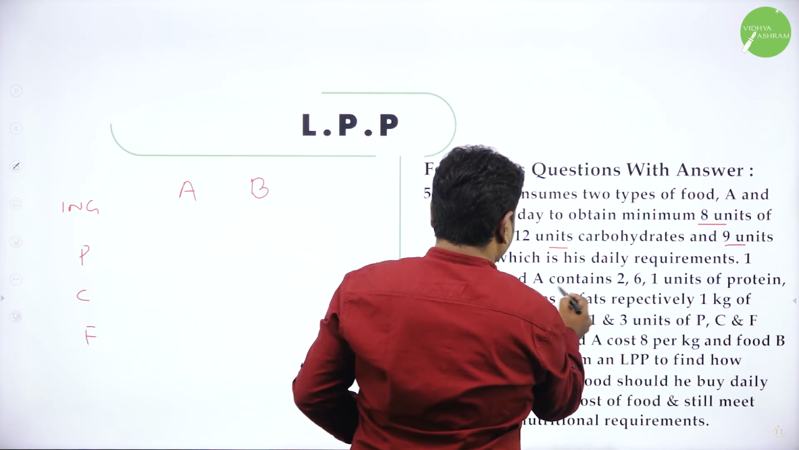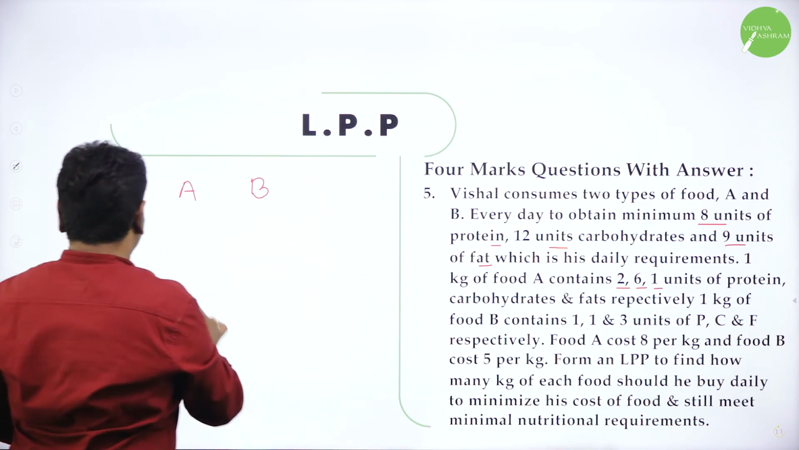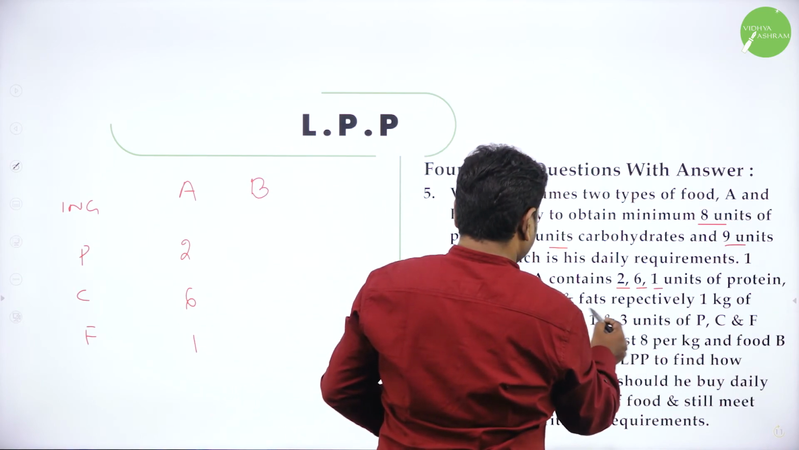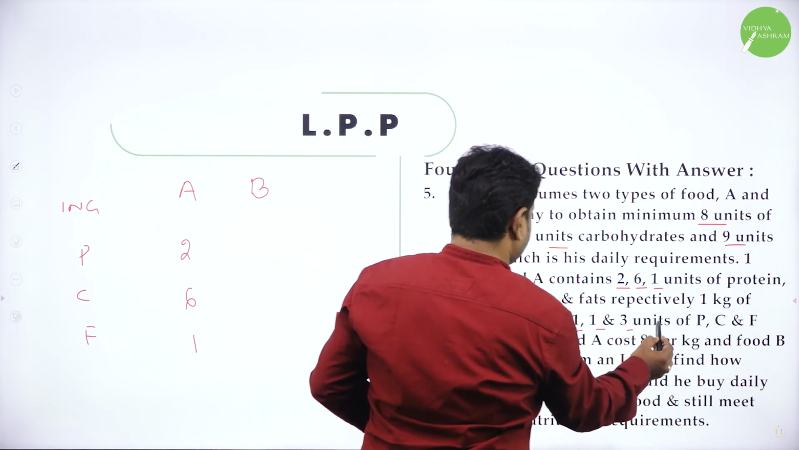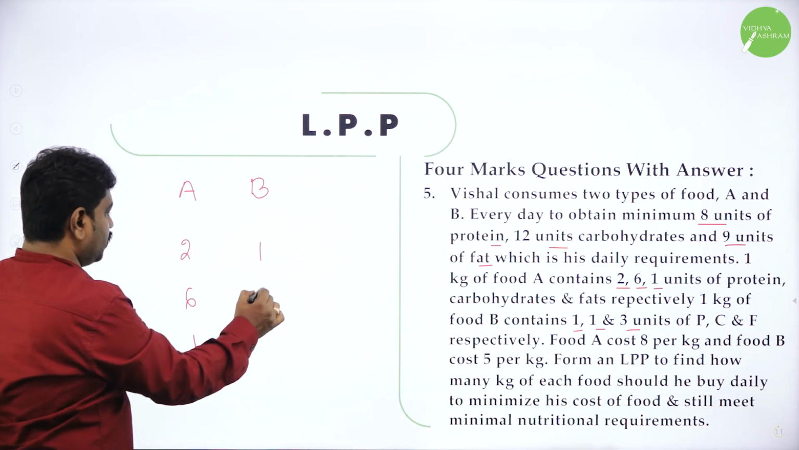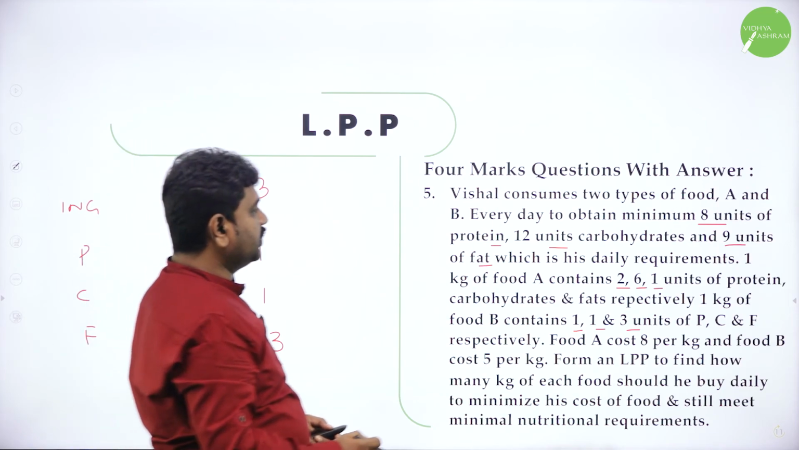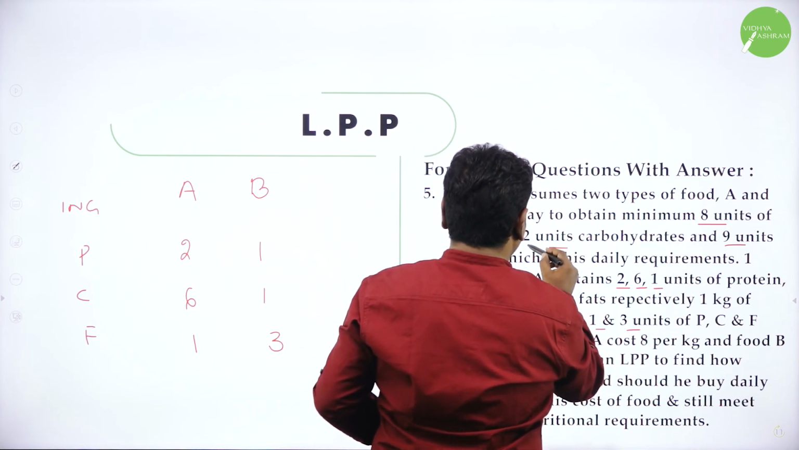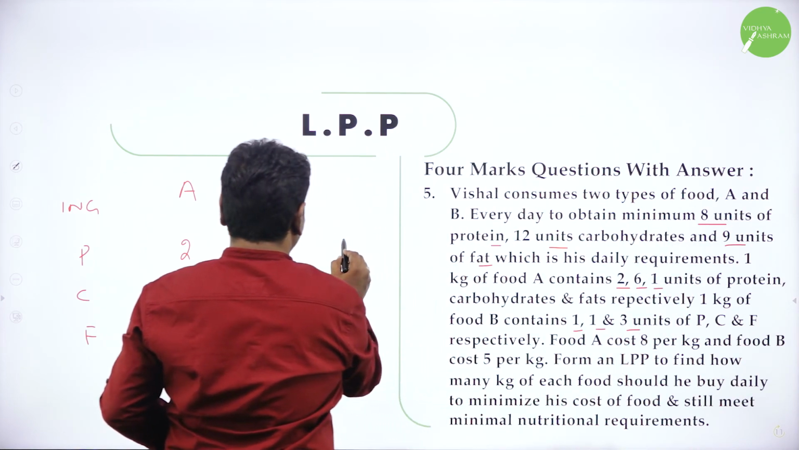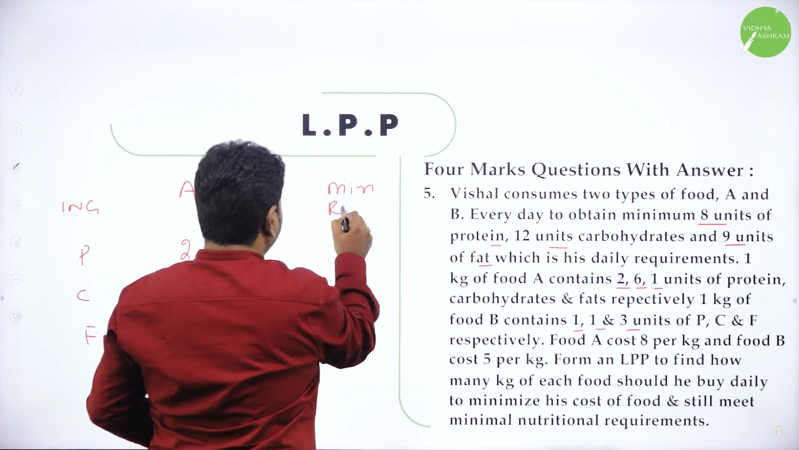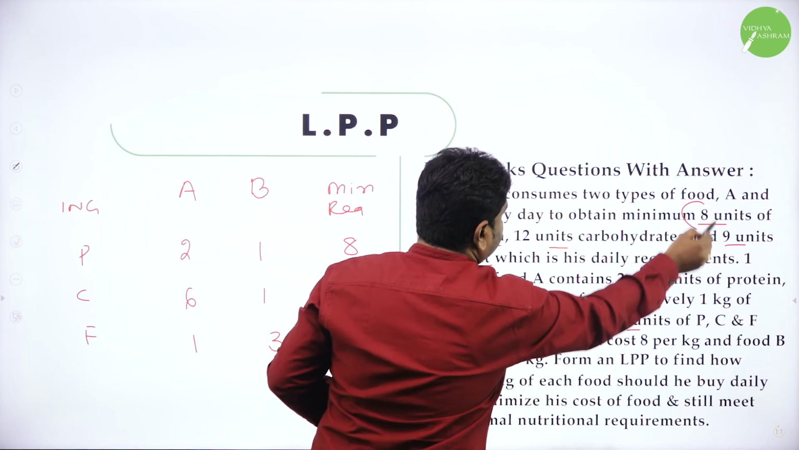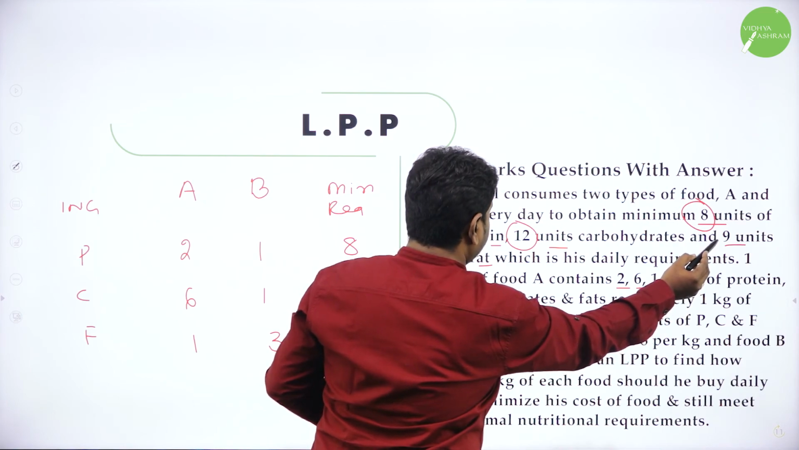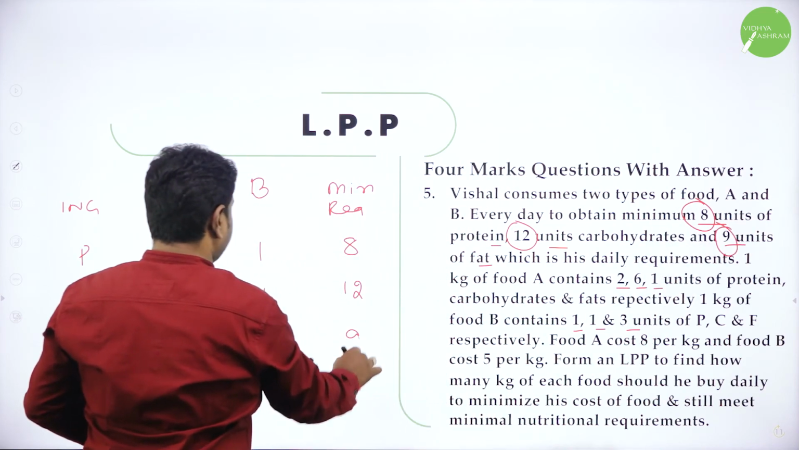Food A contains 2 units of protein, 6 units of carbohydrates, 1 unit of fat. And further if you read, 1 kg of food B contains 1 unit of protein, 1 unit of carbohydrate, and 3 units of fat. And they told availability. So every day you should obtain minimum requirement: 8 units of protein, 12 units of carbohydrates, and 9 units of fat. This is the minimum requirement.